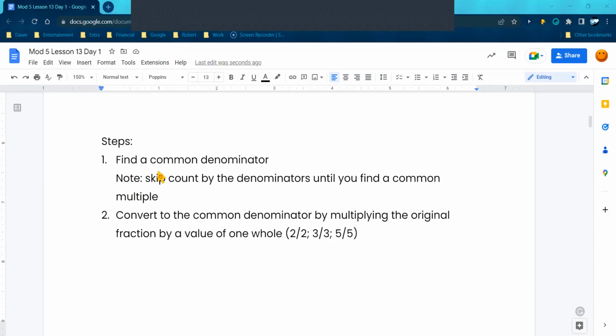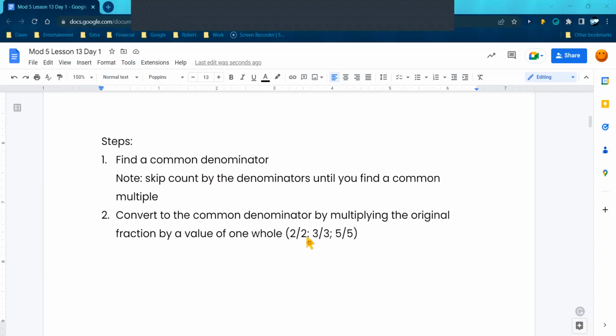The first step is to find a common denominator. So the first thing we're going to do is look at our denominators. If they're not the same, we have to find a common one. In order to do that, we're going to skip count by the denominator until we find a common multiple. Once we find this common multiple, which means we have our common denominator, we need to convert our fractions into the common denominator. And we do that by multiplying the original fraction by a value of 1 whole.